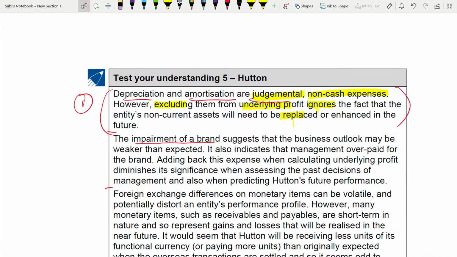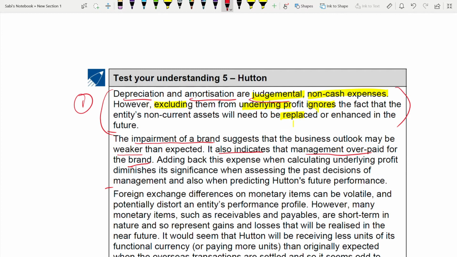Impairment of a brand. So what does this suggest? Forget about excluding or adding, or before that, what does impairment of a brand suggest to you? That means your brand is going down, it's becoming weak. That's why it's impairing, right? It's not a good sign. That means in the future, it is weaker than expected. That also indicates, see, you have to do analyzing. So you have to talk about what each one means. Okay, so this means management has overpaid for the brand.